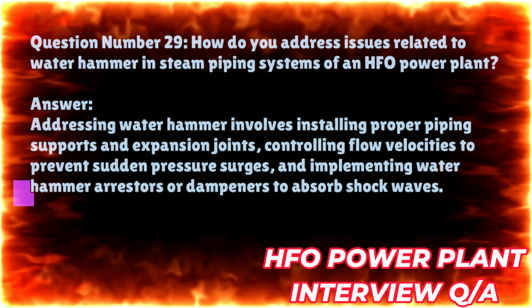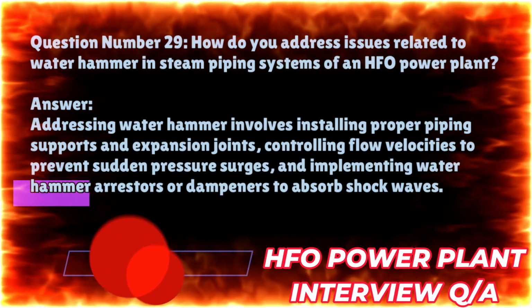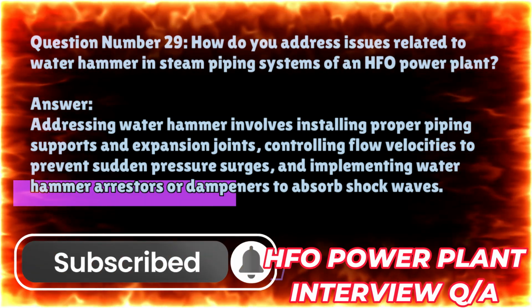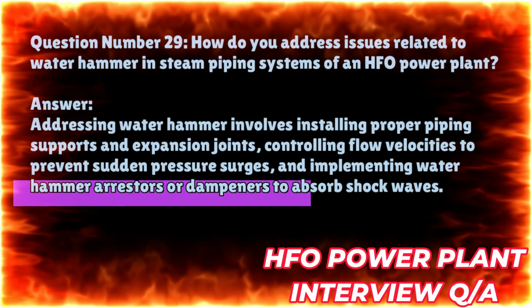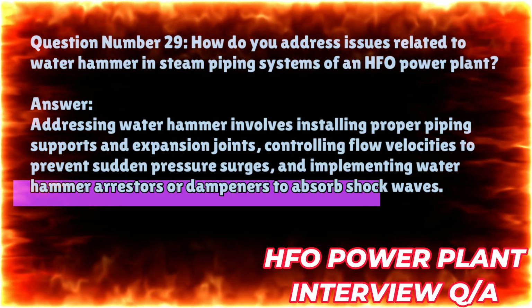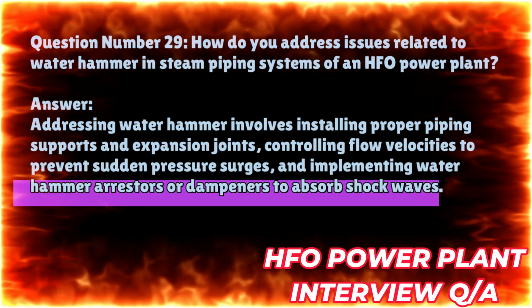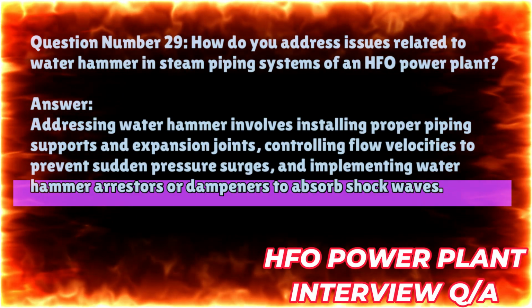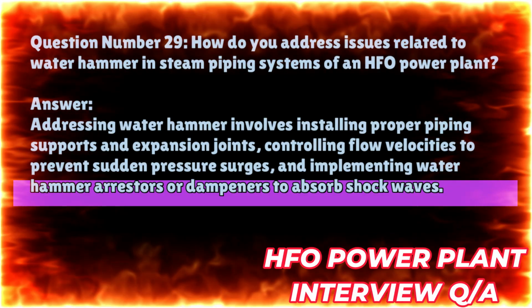Question number 29. How do you address issues related to water hammer in steam piping systems of an HFO power plant? Answer. Addressing water hammer involves installing proper piping supports and expansion joints, controlling flow velocities to prevent sudden pressure surges, and implementing water hammer arresters or dampeners to absorb shock waves.